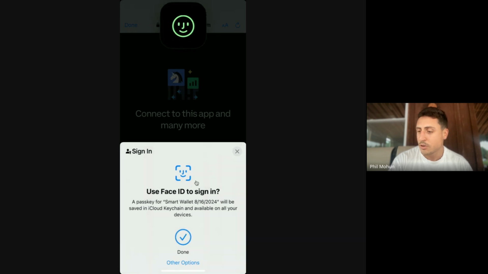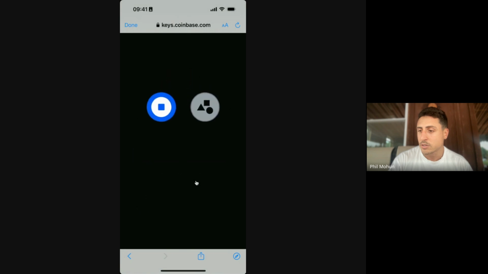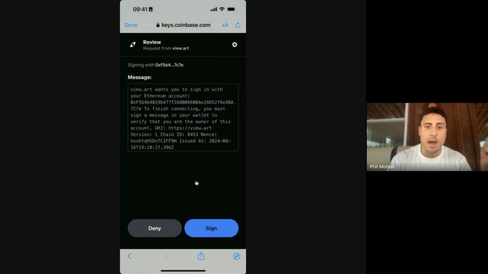So I'm going to click continue, biometrics. And then within the app, we actually use a library called Sign with Ethereum. So why do we use Sign with Ethereum? Well, in order for our website, view.art, to know that I'm actually the owner of this passkey, the wallet ending in 7C7E that it secures, I need to sign a transaction. So Sign with Ethereum is sort of a standard way to do that within the Ethereum ecosystem.